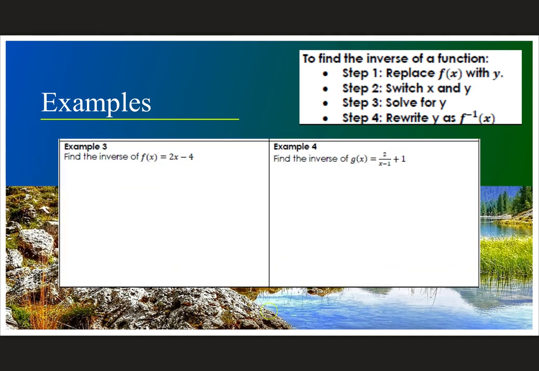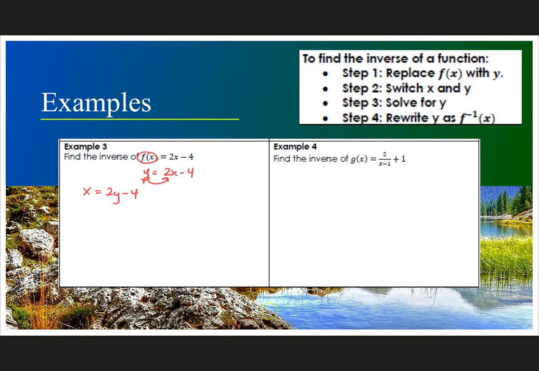So when we have an equation, we're going to follow these steps. Step 1 is to replace this f of x with y. So we're going to write y equals 2x minus 4. Step 2 is to switch the x's and the y's. And I usually draw something to remind me that I actually did that correctly. So I'm going to rewrite it as x equals 2y minus 4.